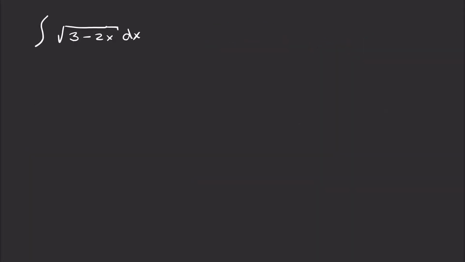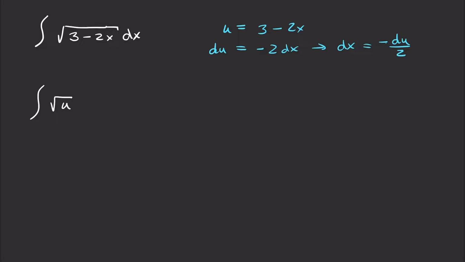In the next integral, we have the square root of 3 minus 2x dx. So our u, as usual, we're going to start with the argument of our radical, so 3 minus 2x. And so our du will be the derivative, or minus 2 dx. And so we'll write dx is equal to minus du over 2, just by moving that over. And now we're ready to substitute. So this is going to become the square root of u, and then dx will be minus du over 2. And we can write this as minus 1/2 the integral of u to the 1/2 power du.